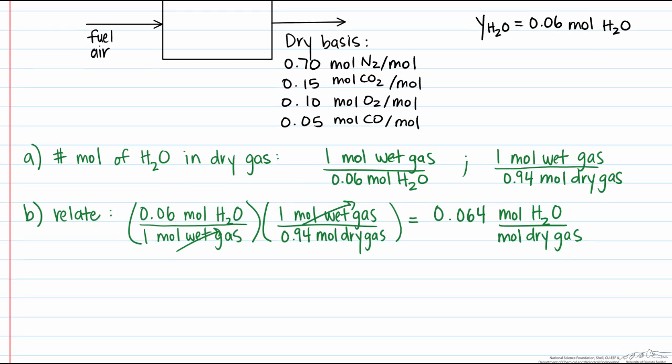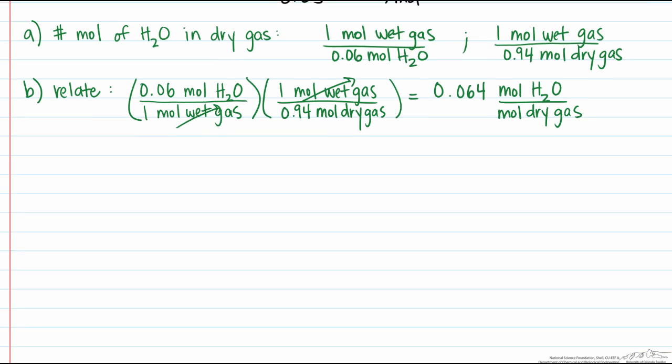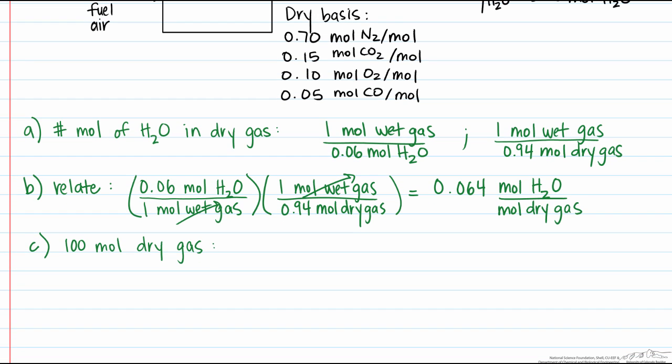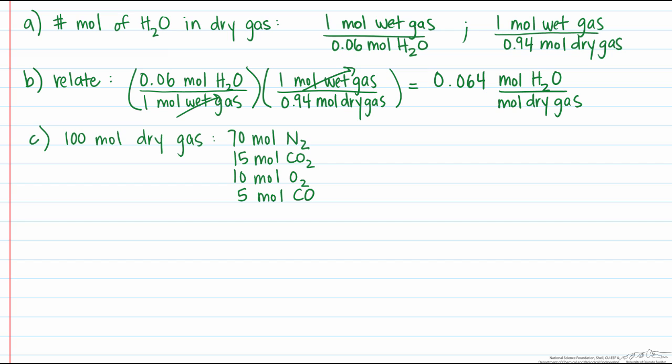So the next thing we have to do is assume a basis. We're going to assume a basis of 100 moles of dry gas. And if we do that, using the compositions we were given, we can find the moles of every component in the dry gas. So we have our 70 of nitrogen, 15 of carbon dioxide, 10 of oxygen, and 5 of carbon monoxide.